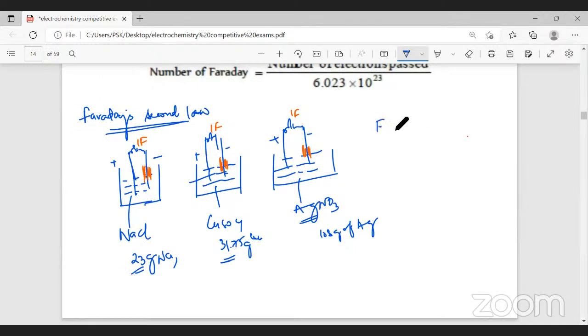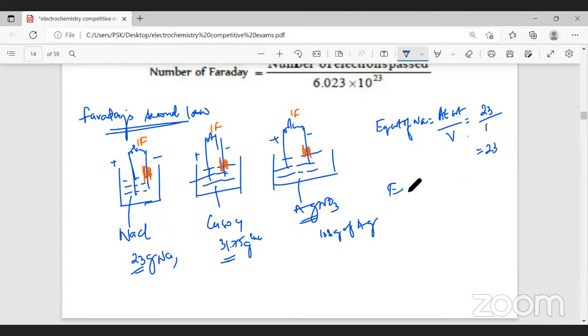Now, before we define Faraday's second law, what is the equivalent weight of sodium? How do I find the equivalent weight? Atomic weight divided by valency. The atomic mass of sodium is 23. What's the valency of sodium? Plus 1. So therefore it is 23.